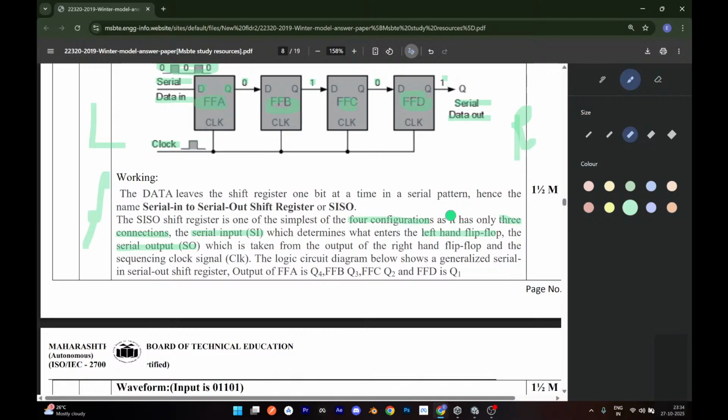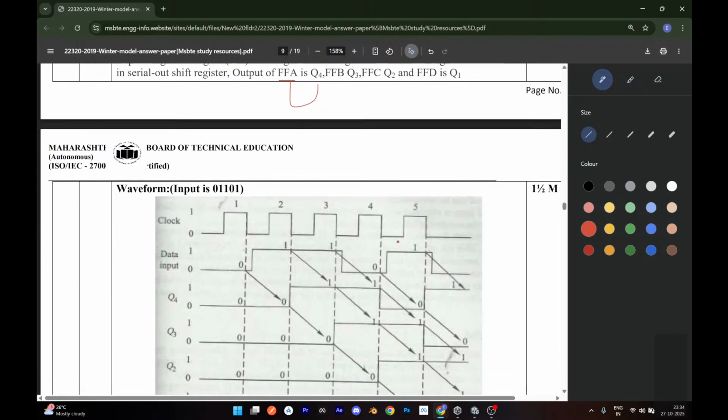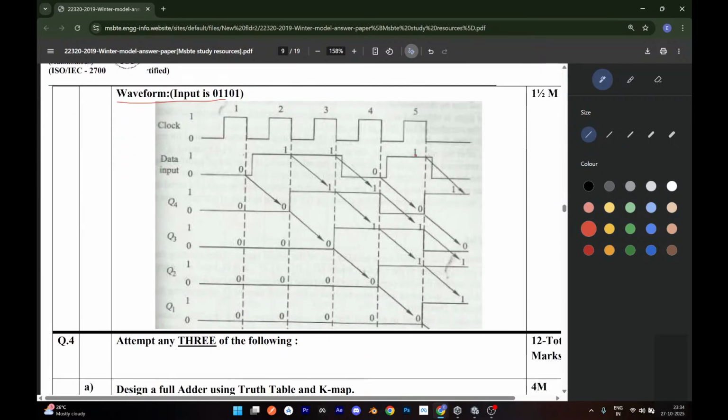Basic things have been written, but in a technical or electronic manner, using the words which are required, and the sequence, the CLK, sequencing clock signals. The logic circuit diagram below shows a generalized serial input. मतलब ये सब जो है एक serially मतलब एक कतार में kind of output दिखा रहा है in a proper line where FFA is giving Q4, FFB is giving Q3, and so on for all four of those. After that, we are showing the waveform, which is again basic.